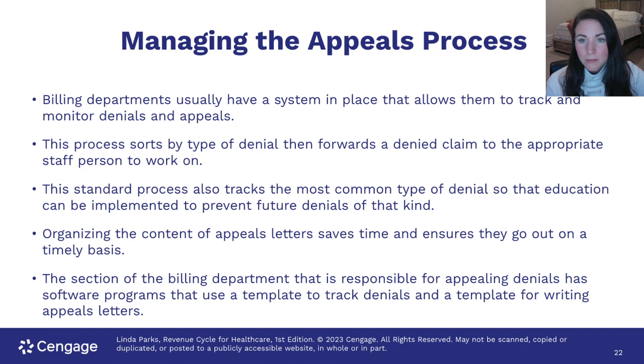All billing departments are going to have a system in place to track and monitor denials and appeals, usually sorted by type of denial. And there are usually different people that are dedicated to work on each type. The process will also track trends, like most common type of denial, so that they can get to the root cause and stop those types from happening. They also have a template that they use to track denials, but also to write the appeals letters. So it makes it a lot easier on them. They just plug in the information they need for each case.